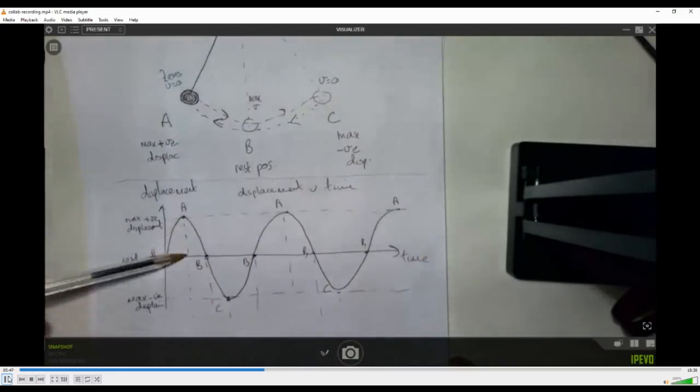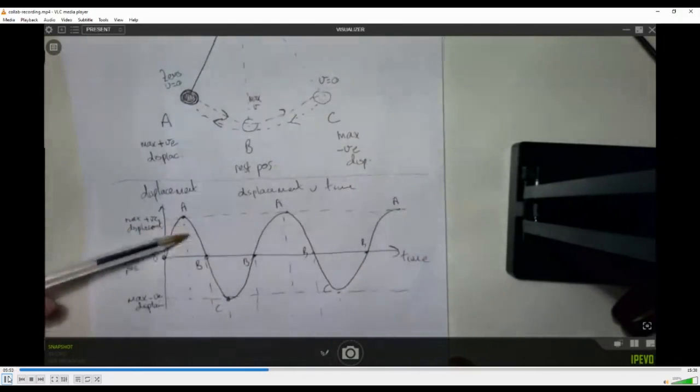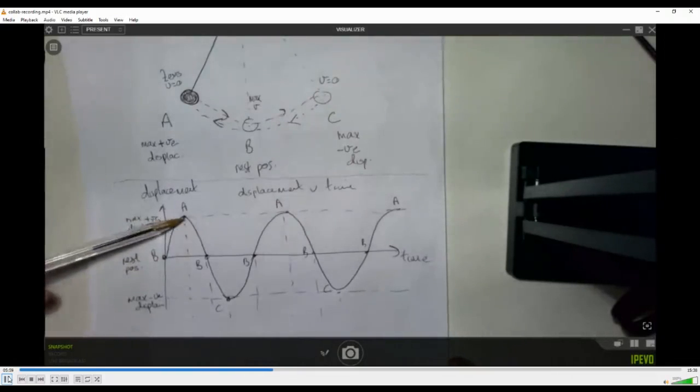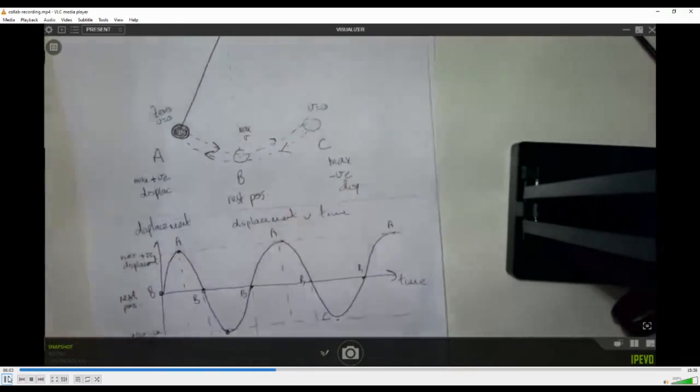And we said that this distance here, the distance from the rest position to the point of maximum displacement, was the amplitude of that wave. So we have rest position point B, maximum positive displacement point A, maximum negative displacement point C.